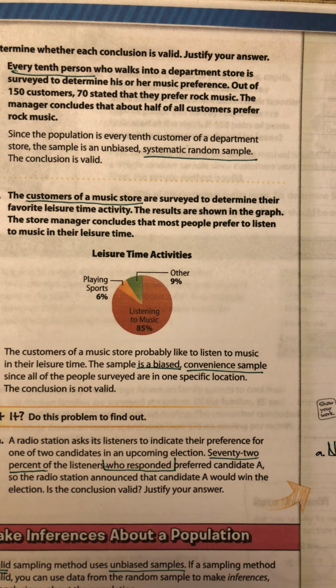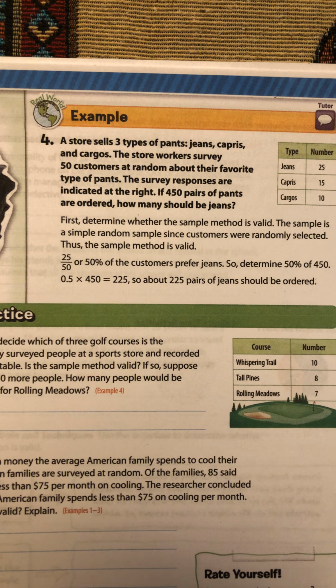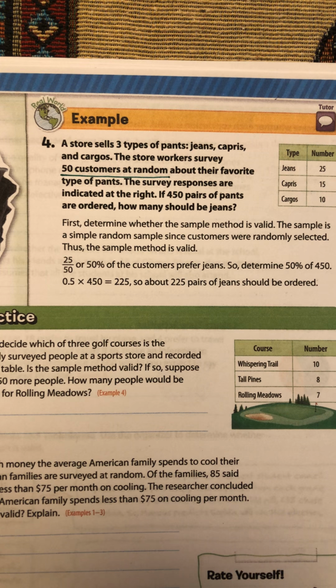So a store sells 3 types of pants: jeans, capris, and cargos. They surveyed 50 customers at random. So here's our thing: at random. First, is it valid? Yes, because they surveyed at random. So it's a simple random sample.